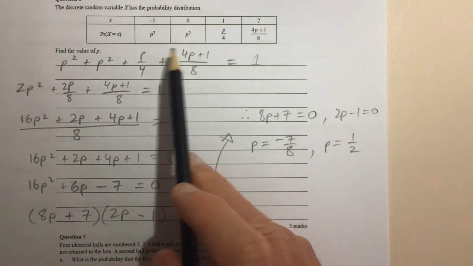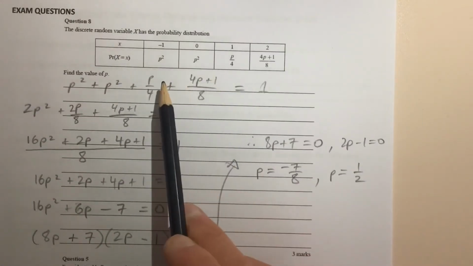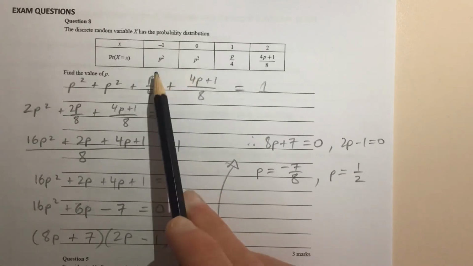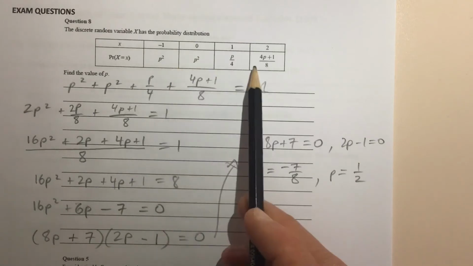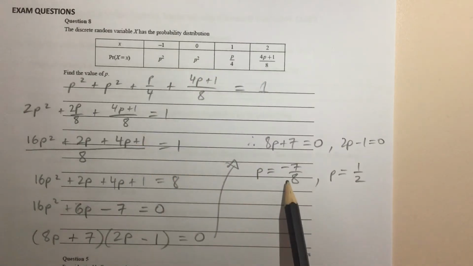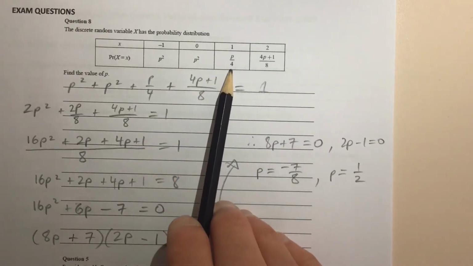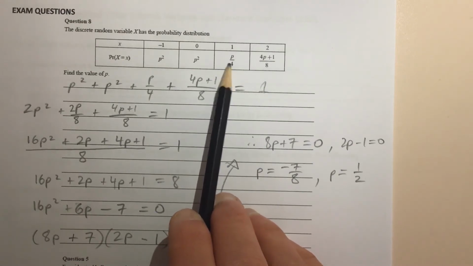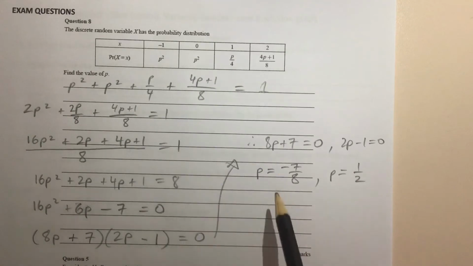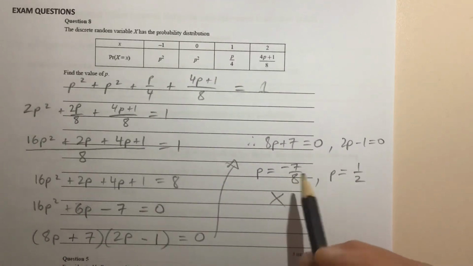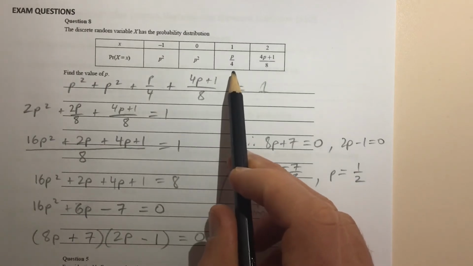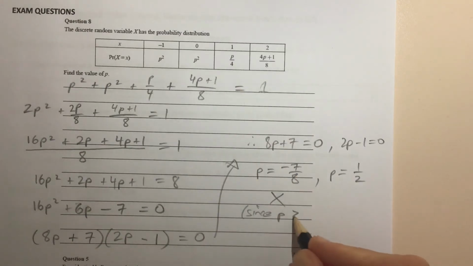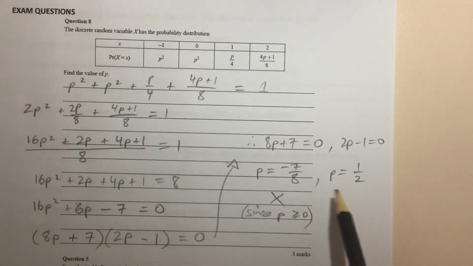Now, looking back at these values up here, remember that the probabilities, the overall probabilities, have got to be between 0 and 1 inclusive. And if p is -7/8, well, when we look at this one here, that's going to be a negative number, right? Negative 7/8 divided by 4 still results in a negative number. So p cannot equal negative 7/8. Since p, from this probability, has to be greater than or equal to 0, p equals half is our solution.